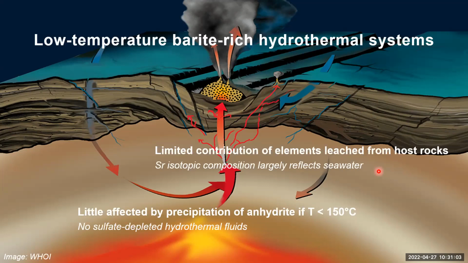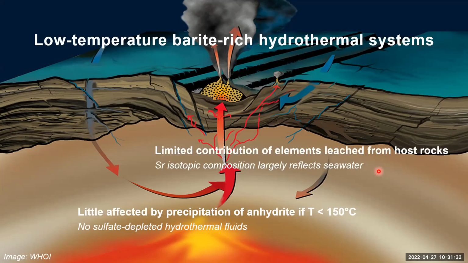Also, other processes at these low temperatures don't really happen so much. For example, anhydrite precipitation in modern systems only happens at temperatures well above 150 degrees. So this is something we also don't expect to happen much in our systems. And this means that our fluids will have, again, a relatively seawater-like composition. We don't lose the sulfate from seawater as we do in modern high temperature systems.